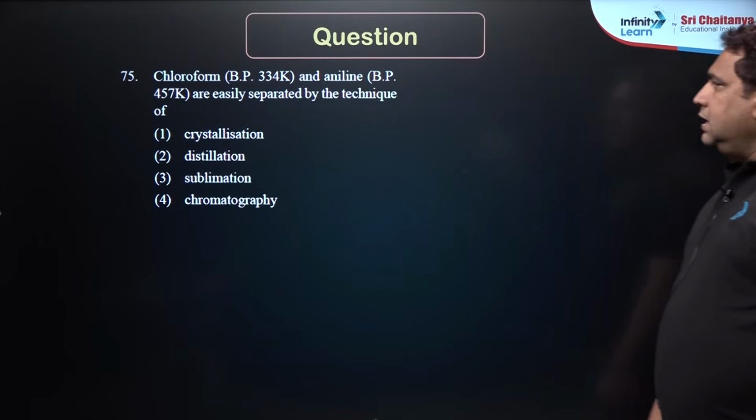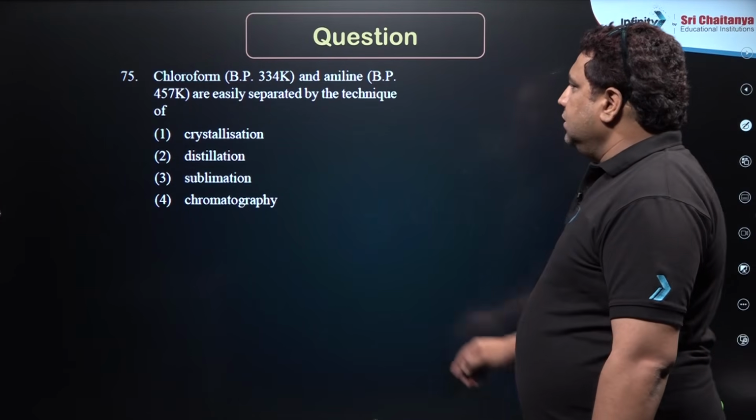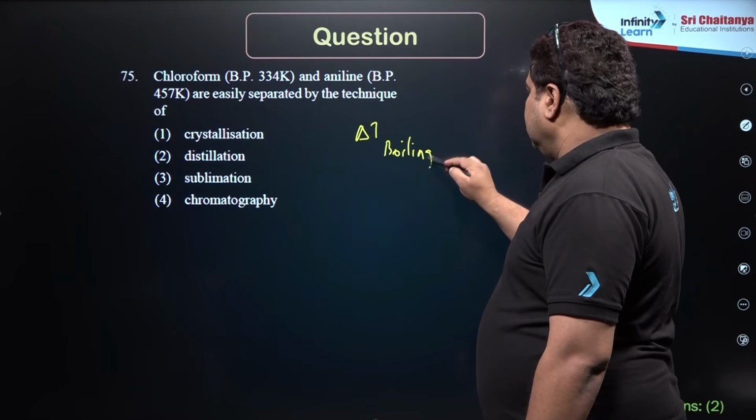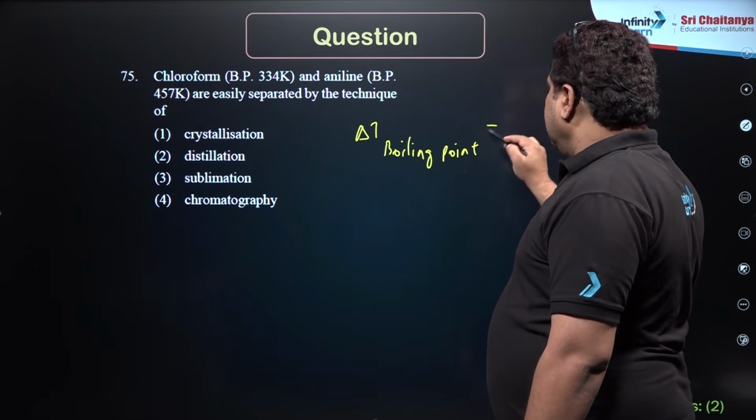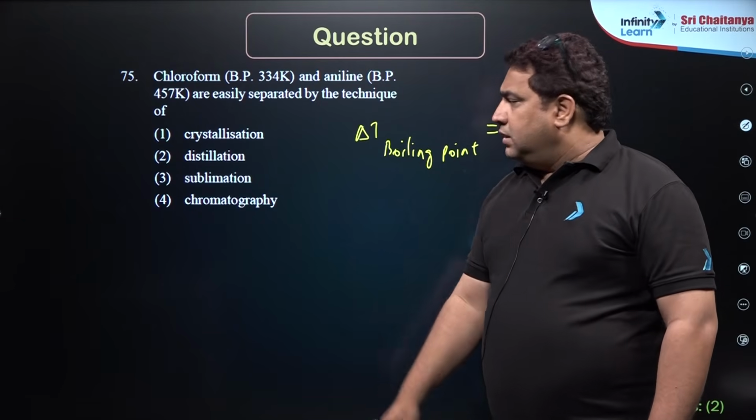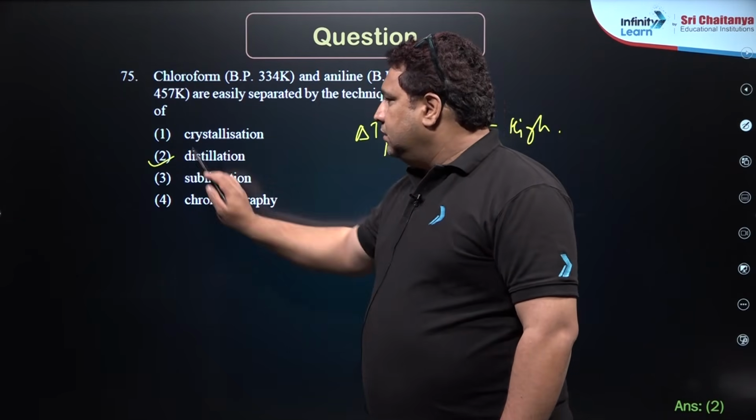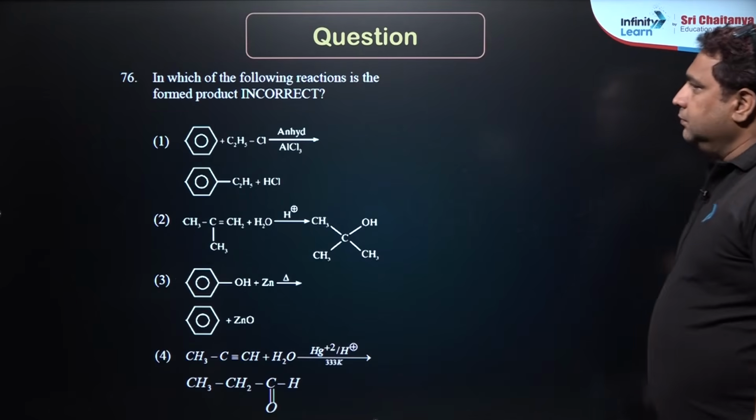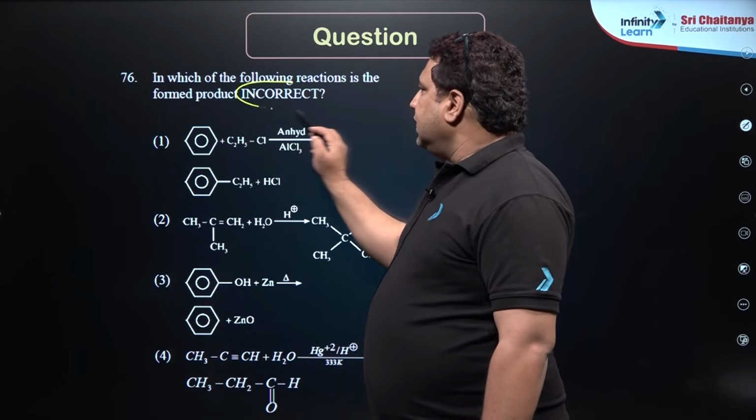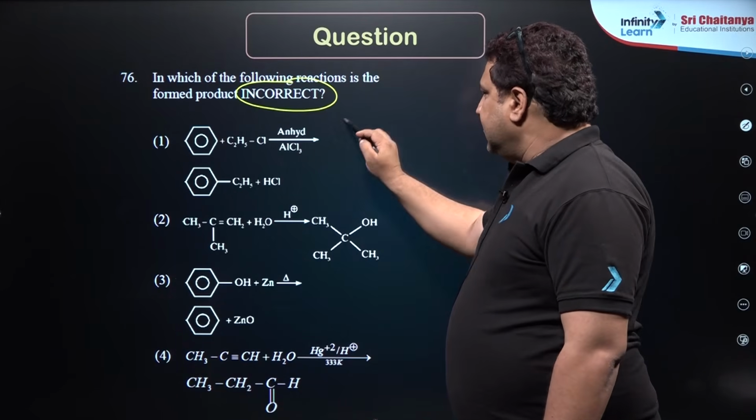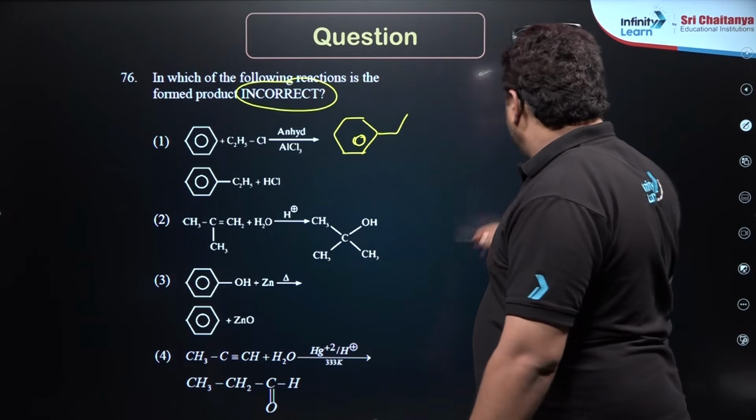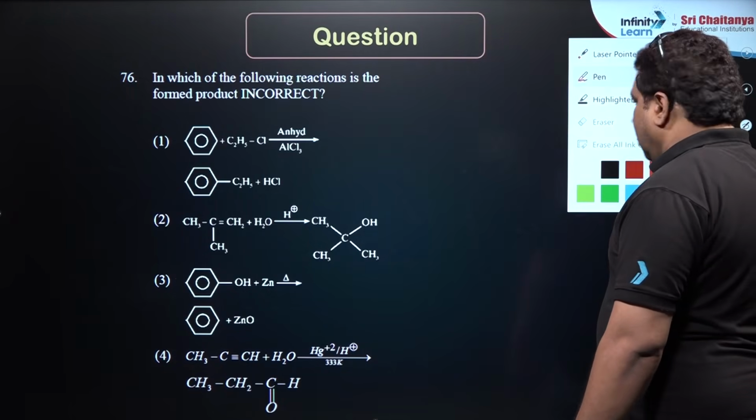Next, chlorobenzene and aniline boiling point. You see the difference of boiling point. If you see, it is high, 334, 475. So, simply you can separate them easily by what method? Distillation. In which of the following reactions the final product formed is incorrect? So, this is Friedel-Crafts alkylation. So, here you will get ethyl benzene. Okay, I will not show here because answers are already shown.